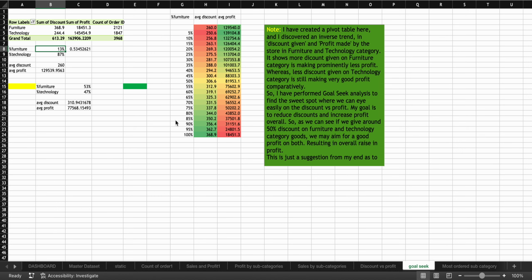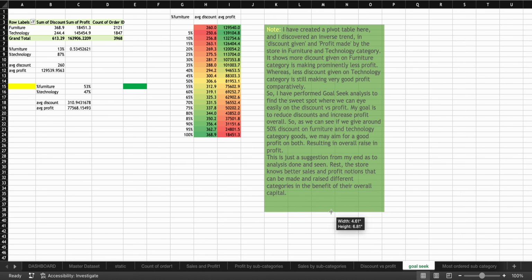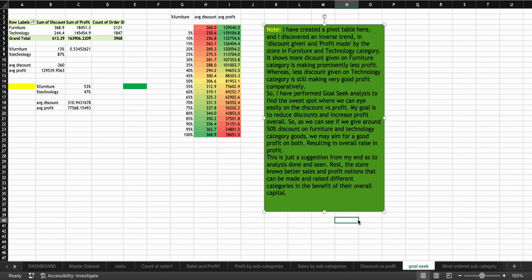Because it adds to the company's capital. So yes, to increase the profit and reduce the discount at the same time, you can reduce the discount but also increase the profit. These two things are very important for the company. I've created small notes giving a small suggestion from my end. So that's what I've talked about. You can see this data table and decide for yourself.